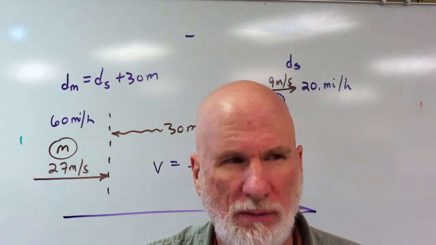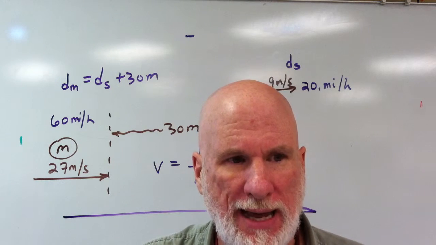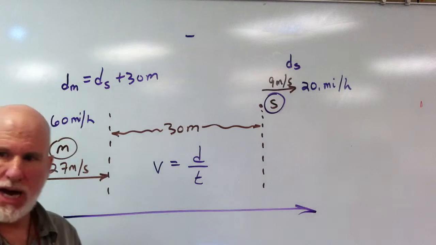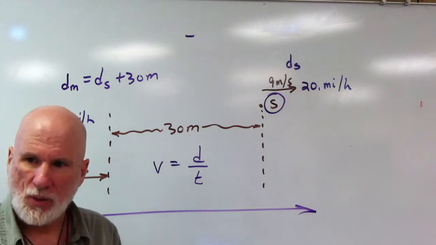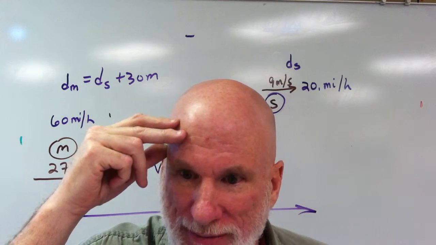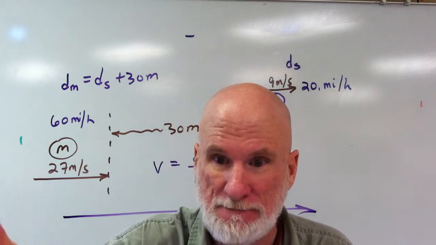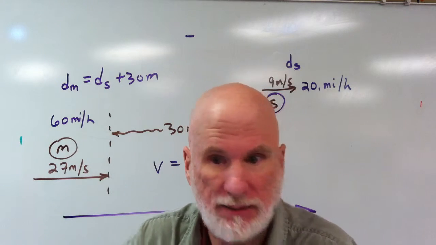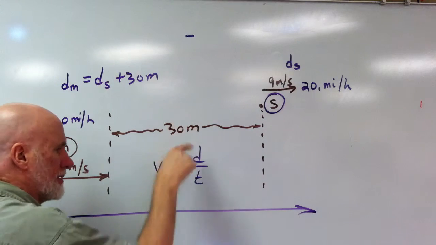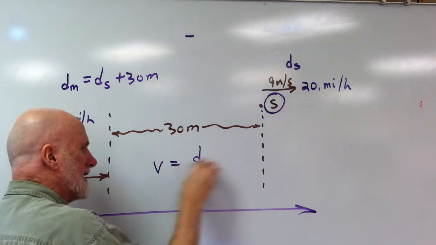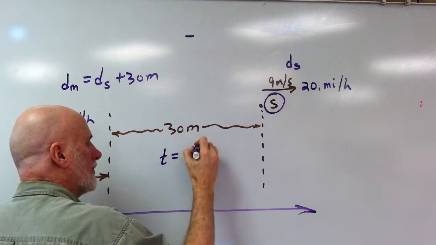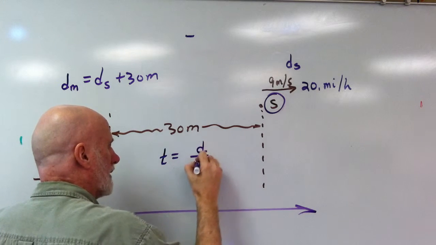Think about it. When I say go, they're 30 meters apart, right? When I say stop, M has caught up and they're even, right? Isn't the time the same for both? So the time is equal, correct? I know I want to exchange this. Can I exchange this? So I'm going to say that T equals D over V, right?